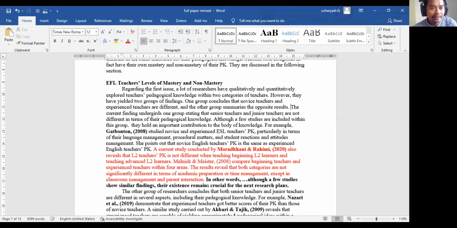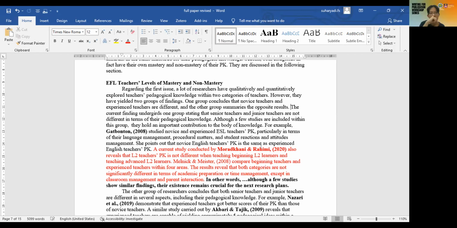So what should I mention first, the first group or the second group? Because my findings tend to support the first group. I think you're doing the right thing because you're going to highlight this, because this is your finding. This is your contribution to the field, and you're extending that particular area. Okay, so you're doing the right thing.